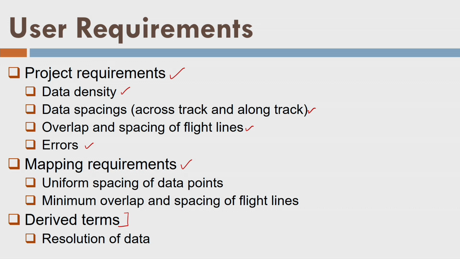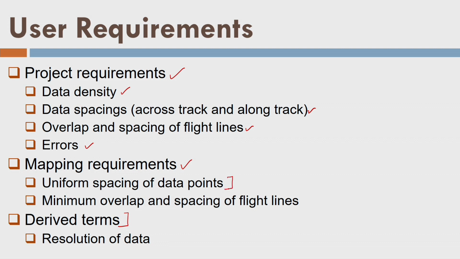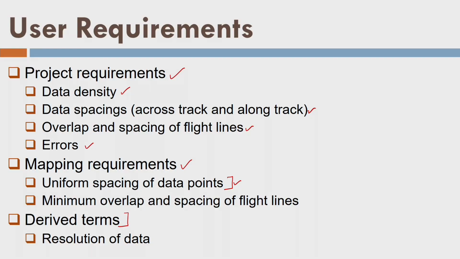So what are the mapping requirements? Each and every mapping agency demands some kind of attributes or some kind of quality or some kind of conditions in the data acquisition process, so that data should have some minimum quality. And so we say that my data should be uniformly spaced, which means if the data is uniformly spaced, I can create a uniform product, or the 3D digital elevation model will be uniform, and we will have more confidence in that.